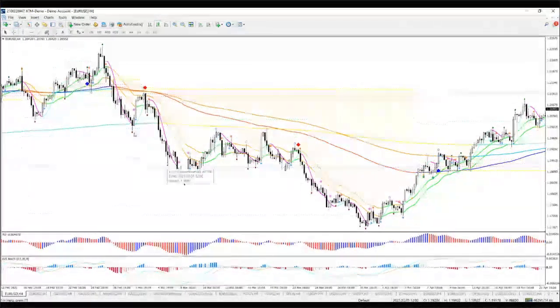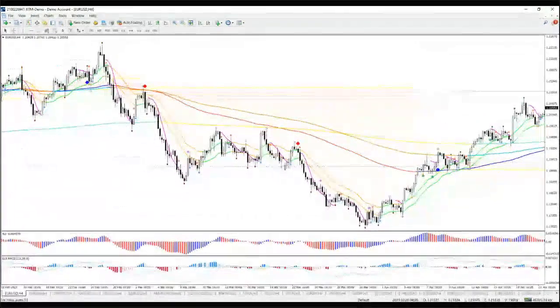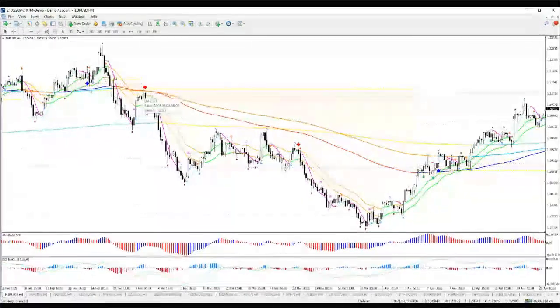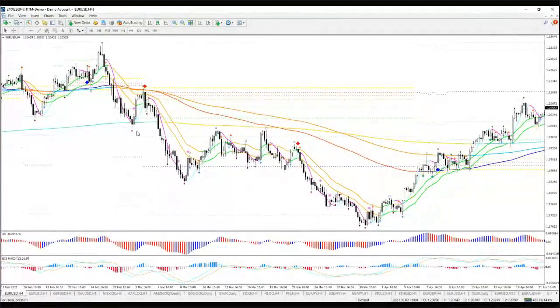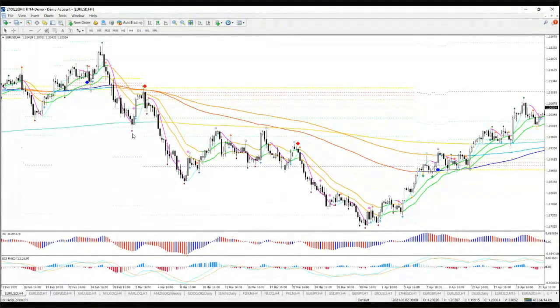And here we have, what else were we looking at? The 144 EMA. We had a break of the 144 EMA right here already, and then a pullback to it and a bounce at the 144 EMA. We had a fractal break here and here below it.